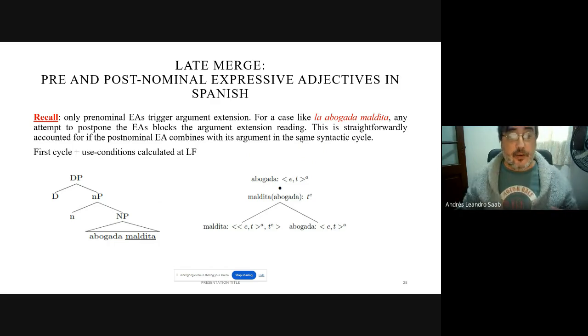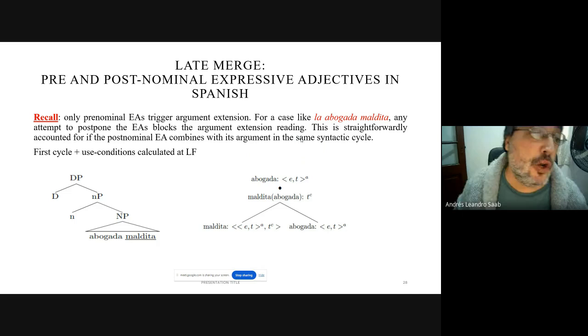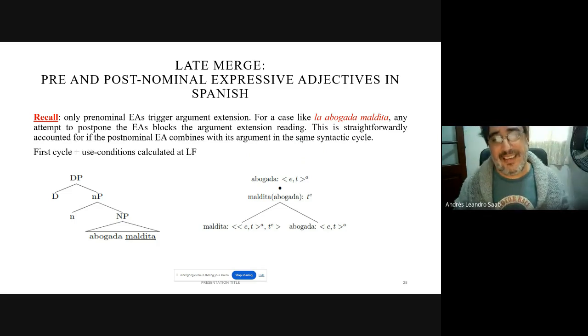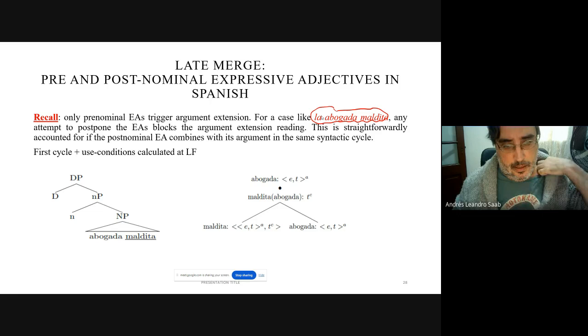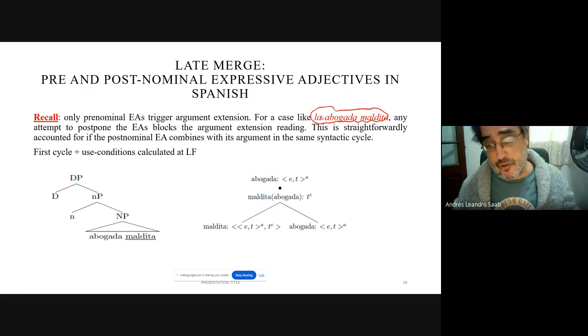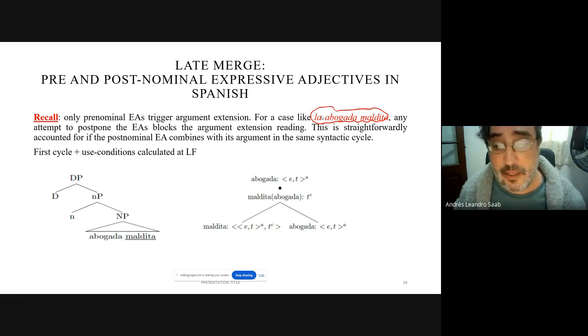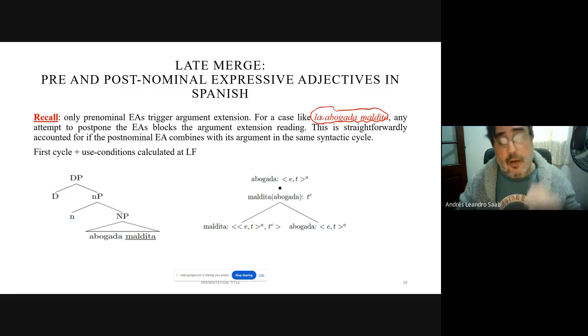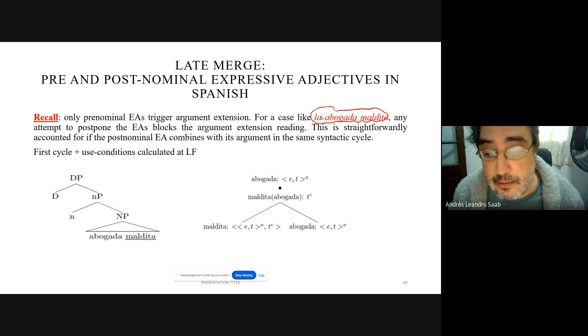Now, for the case of the postnominal, we recall only prenominal expressive adjectives trigger argument extension. So for a case like la abogada maldita, the postposition of maldita blocks argument extension totally. Now, this is straightforwardly accounted for if the postnominal expressive adjective combines with its argument in the same syntactic cycle.